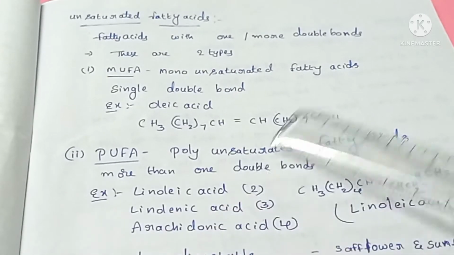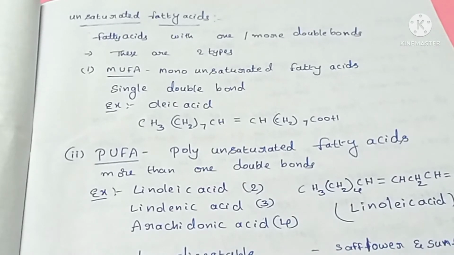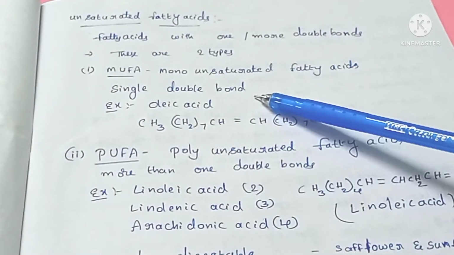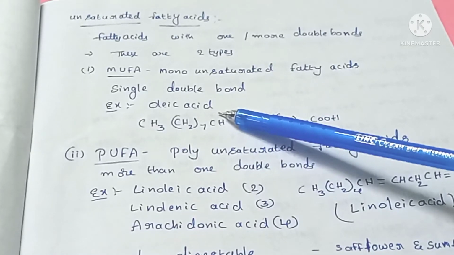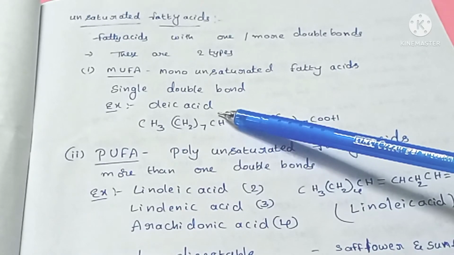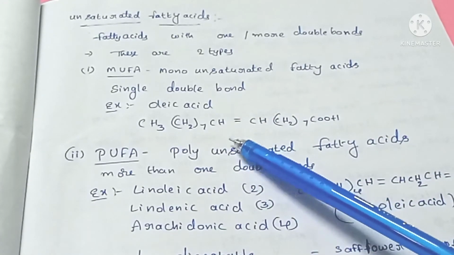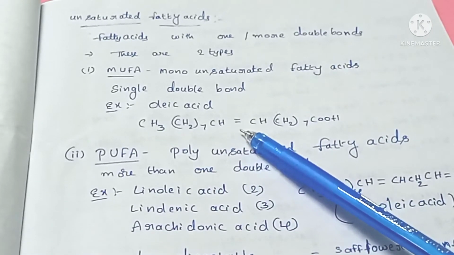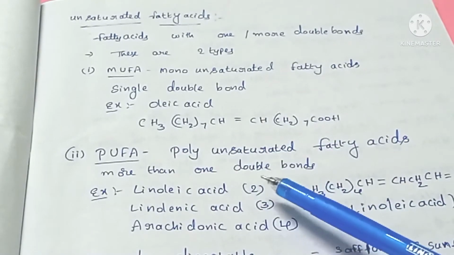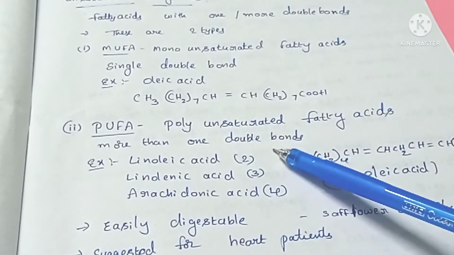MUFA and PUFA. Monounsaturated fatty acids contain a single double bond. How many? Only one double bond is present. They come under monounsaturated fatty acids. An example of monounsaturated fatty acids is oleic acid. See here, this is the formula of oleic acid. How many double bonds are present? Only one. And the next one is polyunsaturated fatty acids. They consist of more than one double bond.